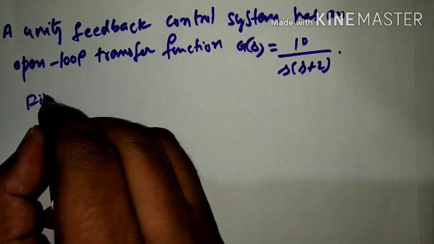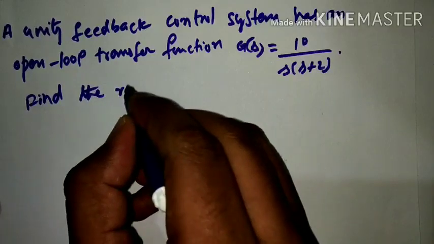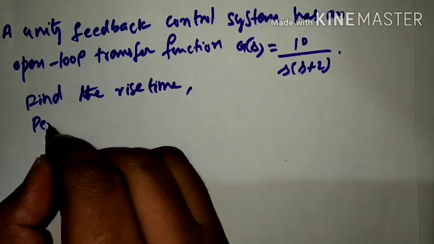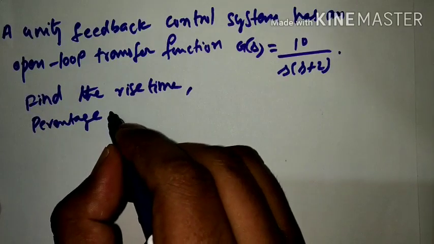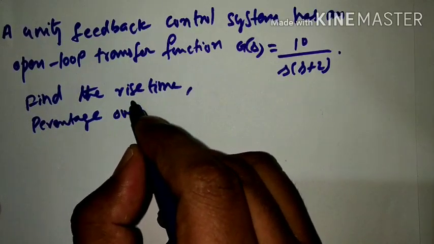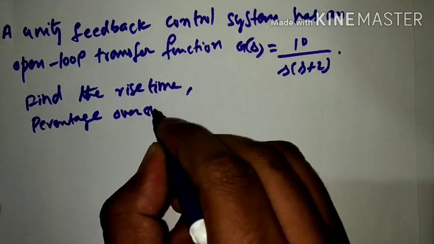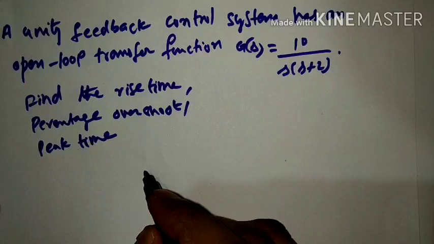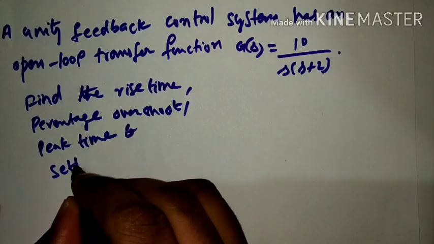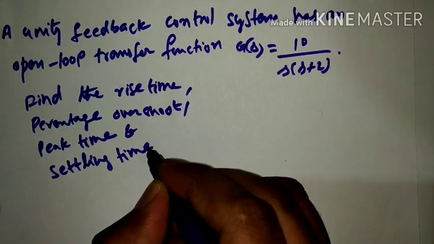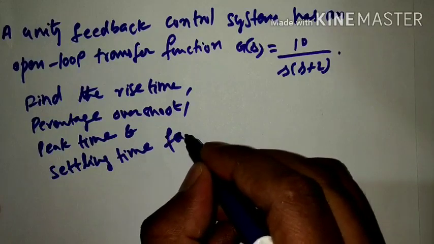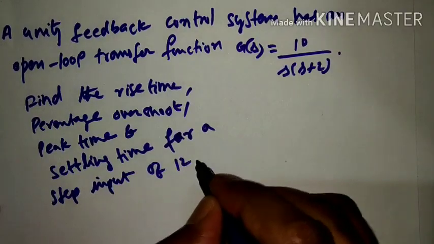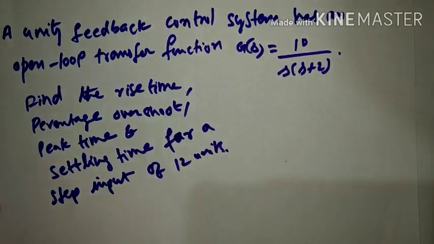What you have to do? Find the rise time, then percentage peak overshoot, and the peak time, and the settling time, for a step input. Step input is 12 units.